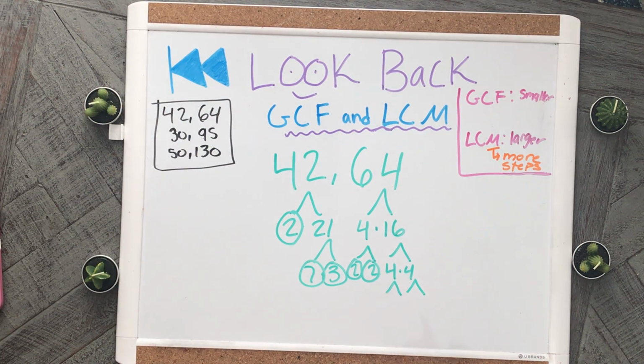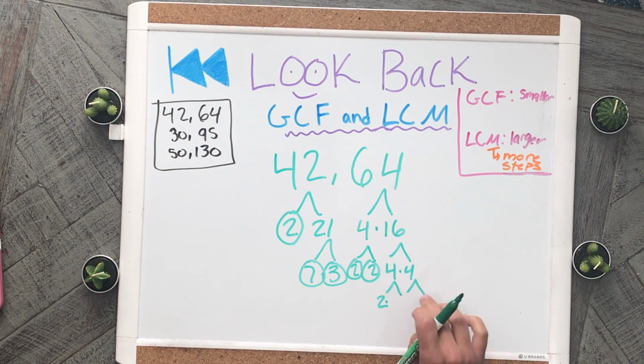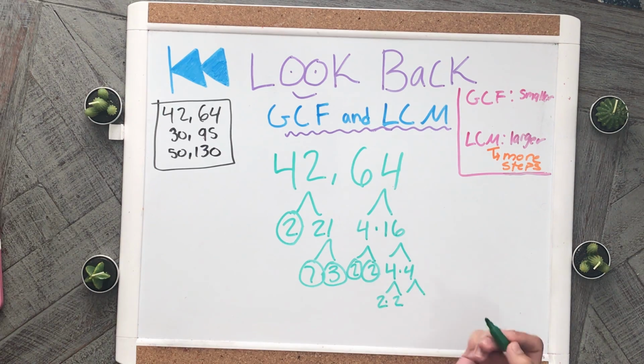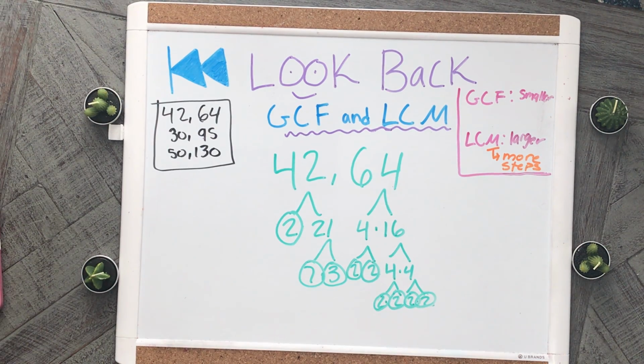All right, and then 4 can be broken down again. We have 2 4's, so we have to break each one individually. To get to this 4, we can multiply 2 times 2. To get to this 4, we can do the same. So we have a bunch of 2's in this one. Let's circle all those 2's.